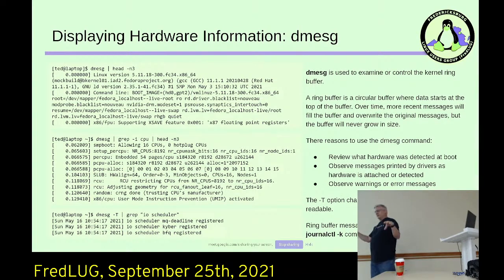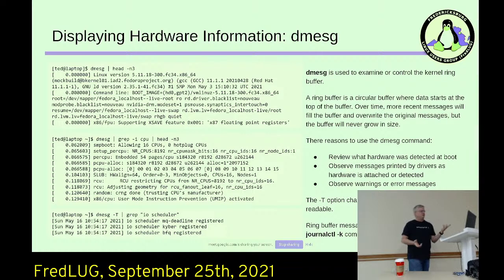So ring level 0 is like the kernel talking to hardware, right? And so a virtual machine wants to talk to hardware, but it can't because all the hardware is virtual. So we simulate it going down to ring level 0, run the command, back up to the virtual machine. So dmesg examines and controls the kernel ring buffer. The ring buffer is a circular buffer where data starts at the top of the buffer and it just keeps writing over and over.